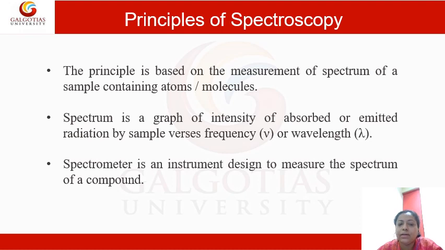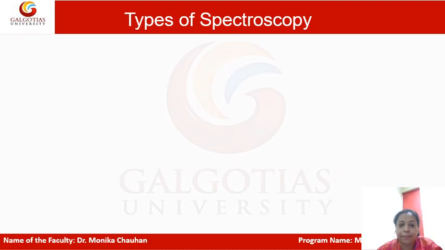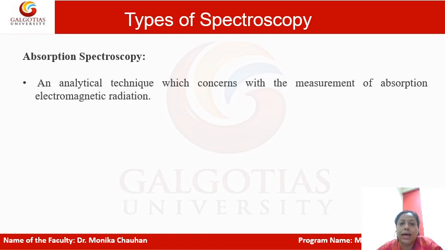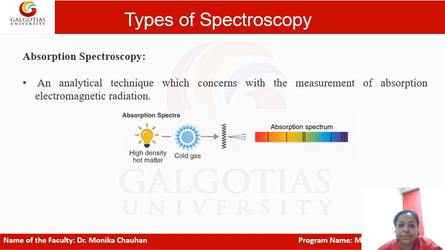Now, a spectrometer is the instrument which is used for the purpose of spectroscopy. It is designed to measure the spectrum of a given particular compound. Now, what are the different types of spectroscopy? We can have absorption spectroscopy. And what is absorption spectroscopy? It is an analytical technique which concerns the measurement of absorption of electromagnetic radiation.